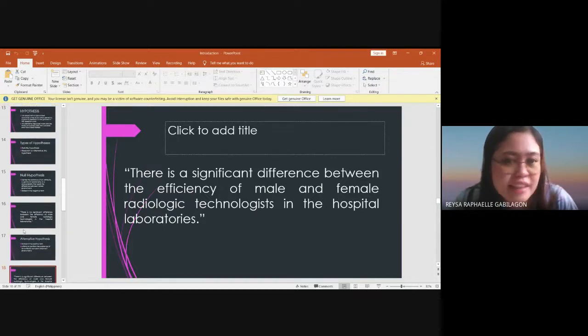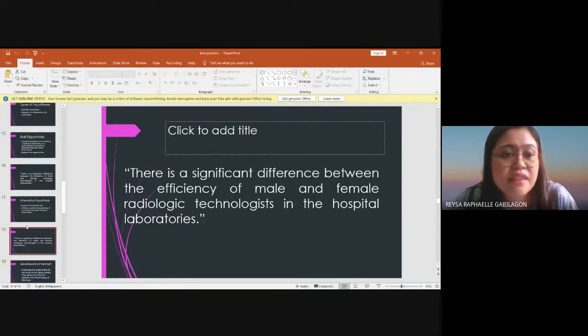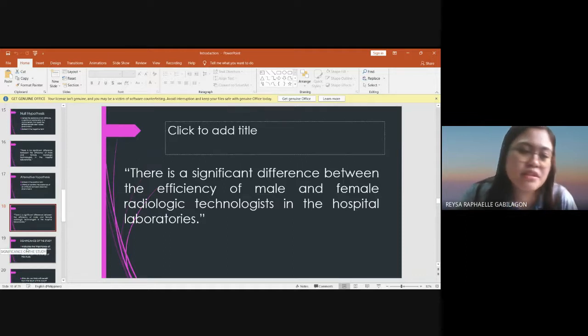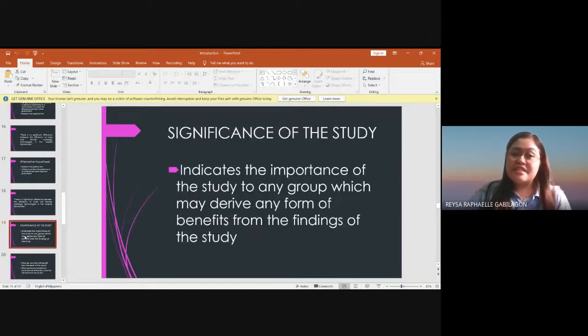So those are three parts of the research proposal: the introduction, the statement of the problem, and the hypothesis. Take note, in a qualitative study, we also don't need to have a hypothesis. There is no hypothesis testing for qualitative research.